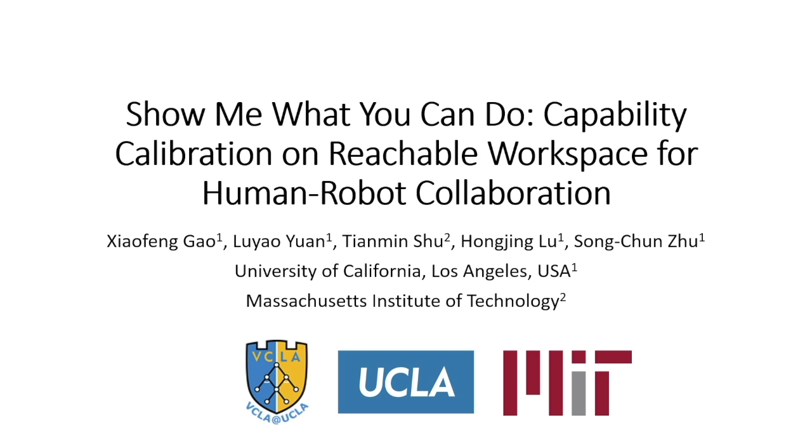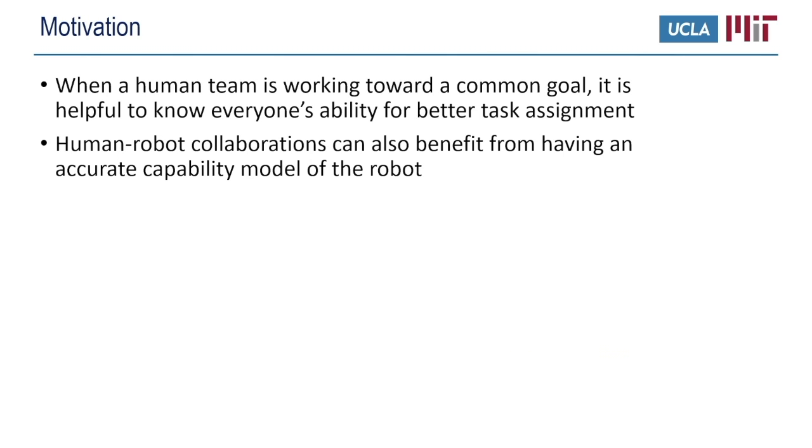Hello everyone. I'm Xiaofeng Gao from UCLA. Today I'd like to talk about our paper, Show Me What You Can Do, Capability Calibration on Reachable Workspace for Human-Robot Collaboration. In human collaborations, it is often beneficial to know each team member's abilities, so that a specific subtask can be assigned to someone who is good at it.